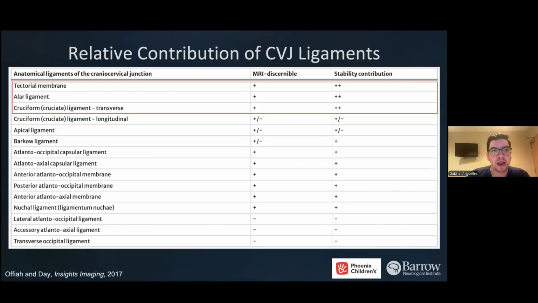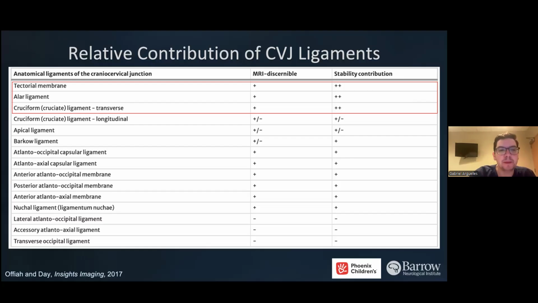So the tectorial membrane, the alar ligament, and the cruciate ligament, especially the transverse component of that, are the three more important ligaments in this area, as well as, not pictured here, the capsular ligaments. And that's, if you remember from that finite element analysis, found to be really, really important.